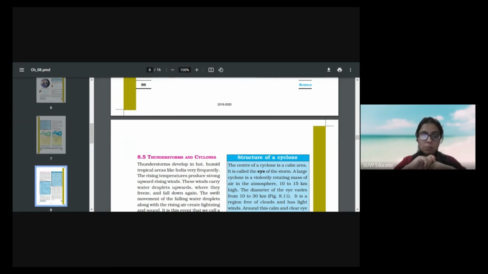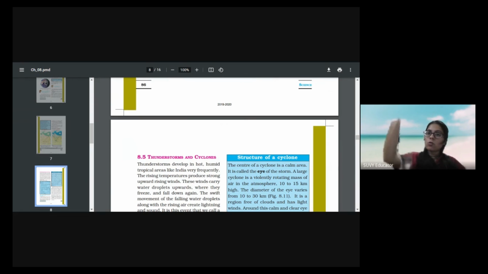The rising temperature produces the strong upward rising wind. When temperature rises, the wind also gets warmer and rises up. These winds, that is the air, carry the water droplets, and the water droplets also rise upward where they freeze.